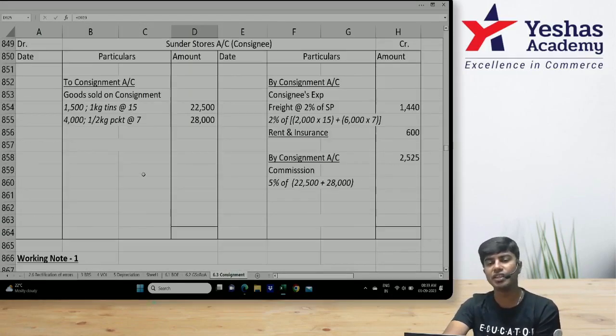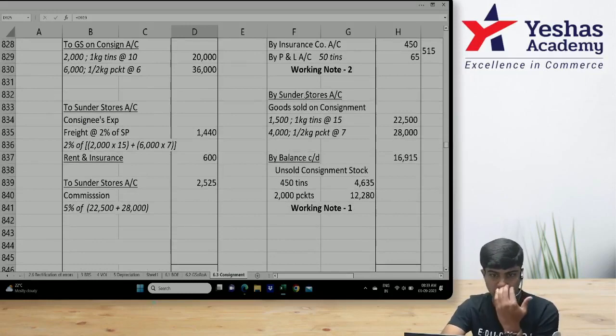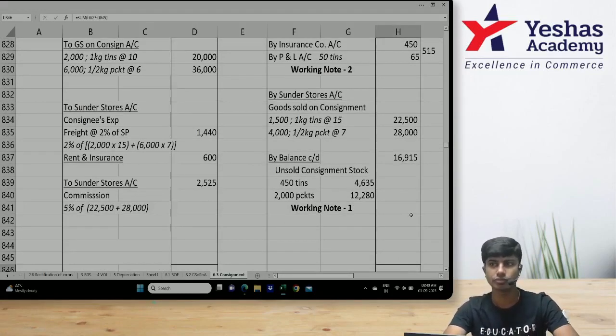Now we have written everything in our consignment account. We need to find the consignment profit. 450 plus 65 plus 22,800 plus 28,000 plus 16,950. What do we get?